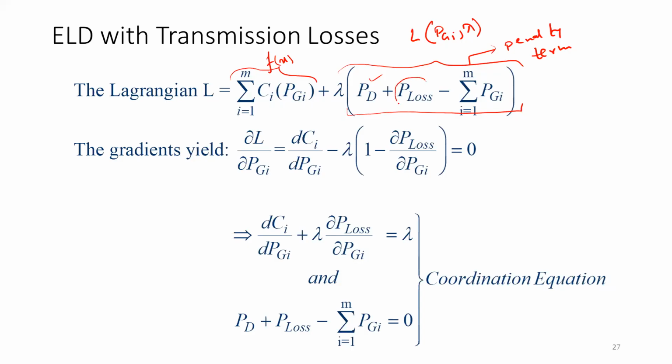Now, since I have another term which is P loss, and I know that my P loss is a function of some PGIs, I cannot make it 0. So what I have to do is find the partial derivative again. If I find the partial derivative, lambda comes out, no problem with that. Partial derivative of PD with respect to PG becomes 0. Then P loss with respect to PGI, what does it become?